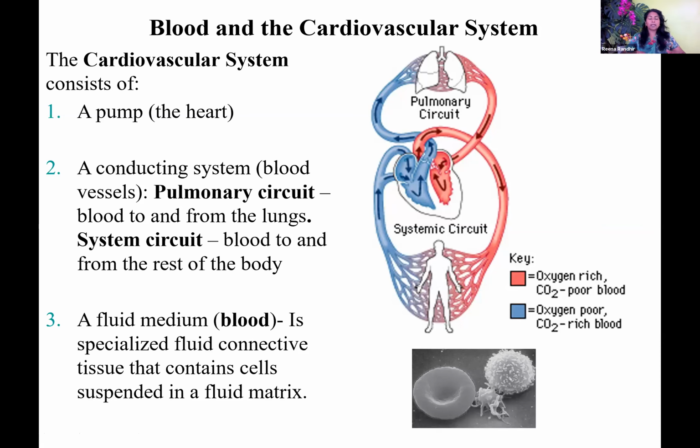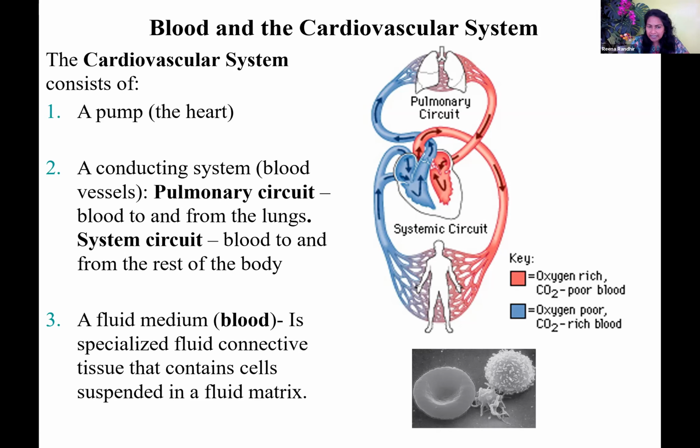So blood is a vital part of your cardiovascular system. When you say cardiovascular system, there are 3 main components. Of course, it includes the heart. We will study the heart next week. It's a double pump, 2 pumps side by side.